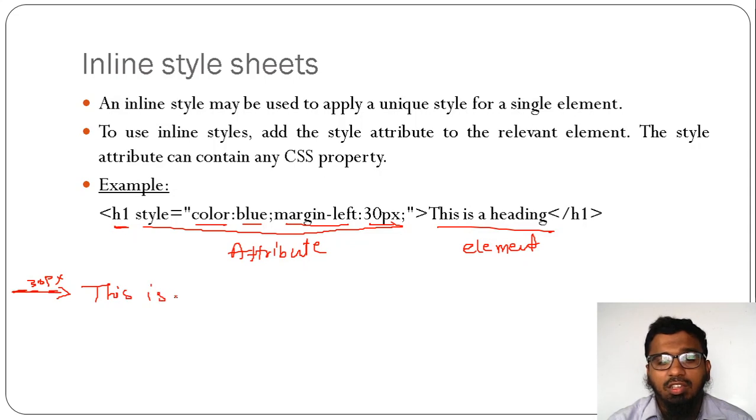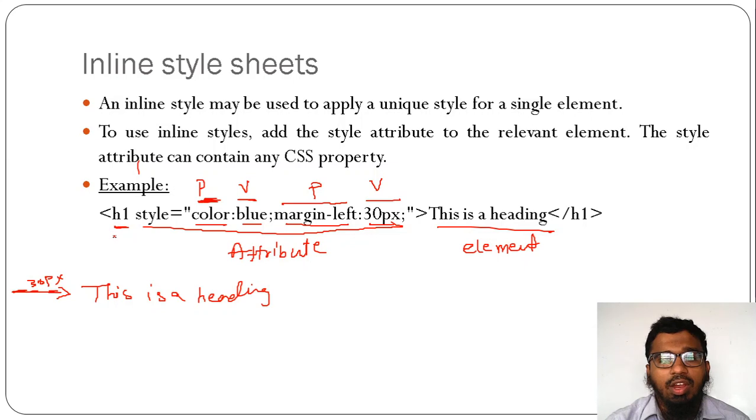Okay, this is a heading. So the color will be blue and margin from the left. So this is an example. To use inline style, add the style attribute to the relevant element. The style attribute can contain any CSS property. So what is color? Color is a property, and blue is a value, and margin left is a property, 30px is a value. Okay, so this is inline.